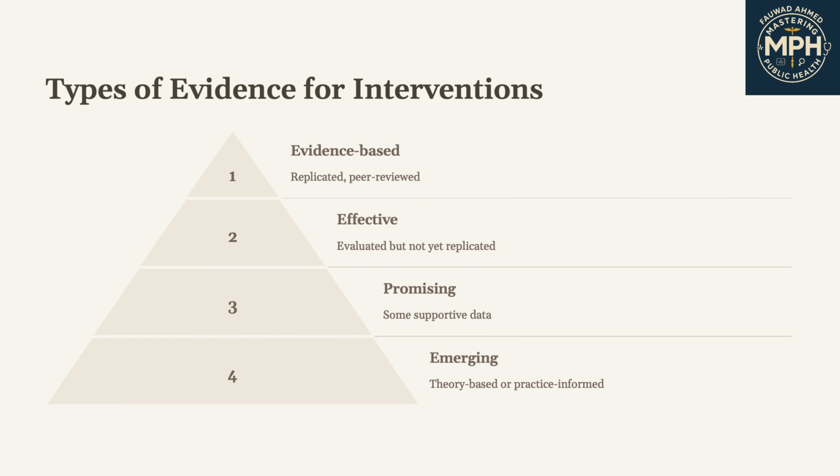Understanding types of evidence. Interventions are classified by their level of evidence. First is evidence-based, supported by rigorous evaluation and peer-reviewed publications. Second is effective, supported by peer-reviewed evaluation, but not yet replicated. Third is promising, some evidence of effectiveness but limited testing.